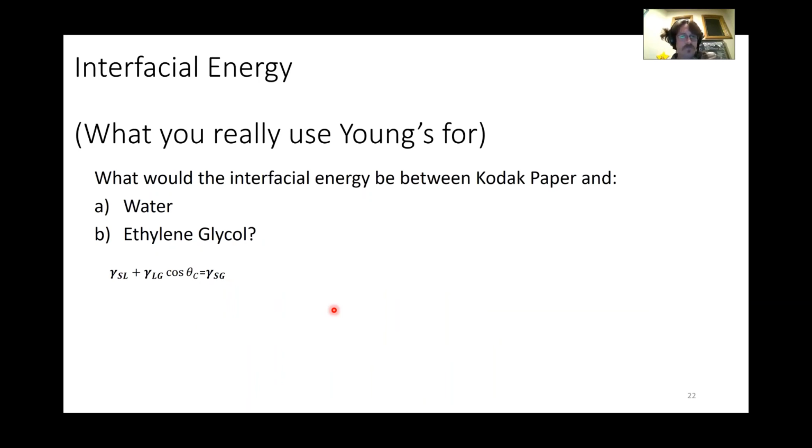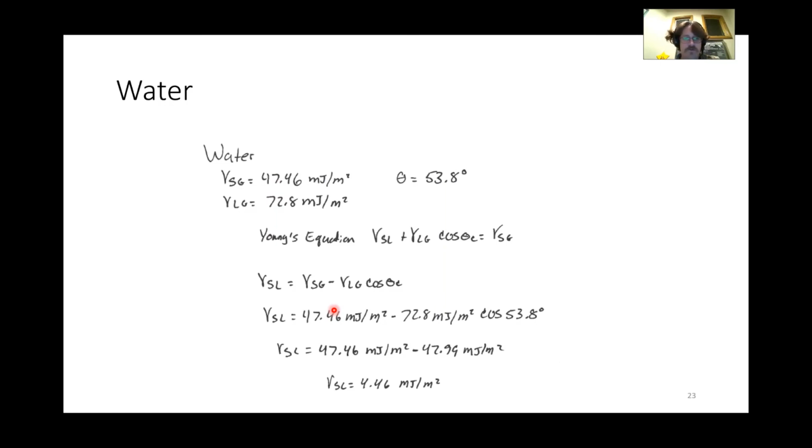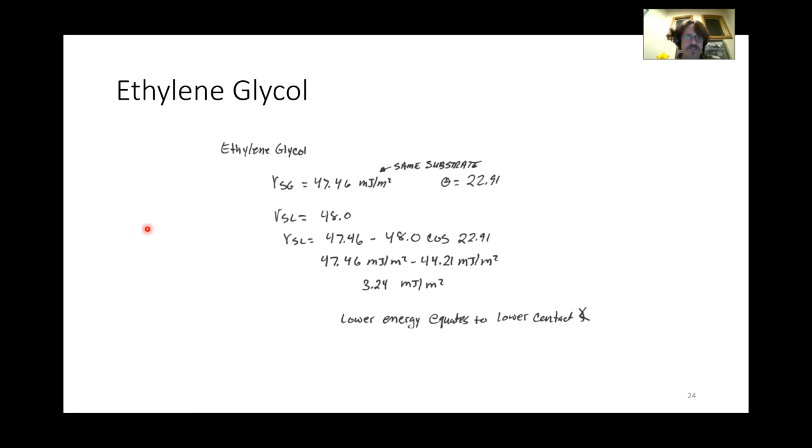Interfacial energy now becomes important because we care about the interfacial energy, and it's what you really use Young's equation for. And so we ask ourselves now, what would the interfacial energy be between Kodak paper and our two liquids, water and ethylene glycol? I worked it out, and we're really solving for the gamma solid liquid. For water it is 4.46 millijoules per meter squared. I just plugged it into Young's equation, and you can take a closer look should you wish. And the interfacial energy for ethylene glycol is 3.24 millijoules per meter squared.